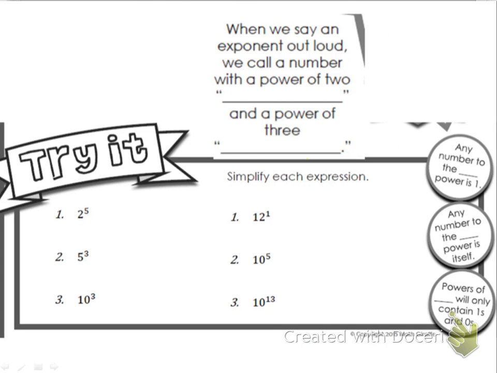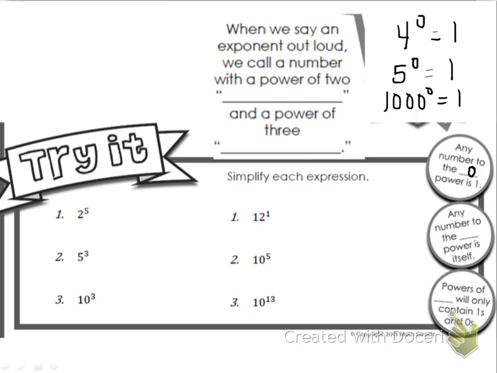Okay, now we're going to go into some special rules. There are 3 really important rules. Any number to the 0 power. So for example, if I had 4 to the power of 0, that is actually equal to 1. 5 to the power of 0 is equal to 1. If I have 1,000 to the power of 0, it's equal to 1. So any number to the power of 0 is equal to 1.